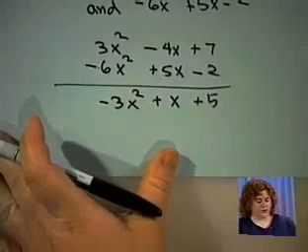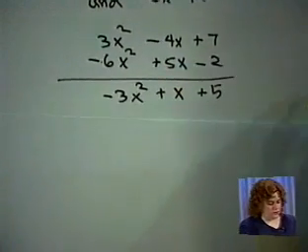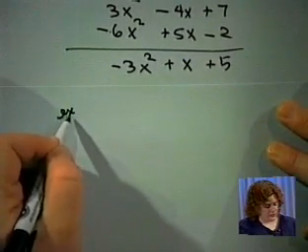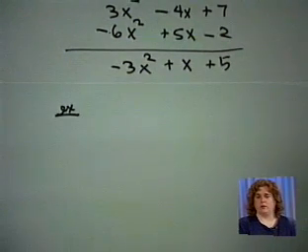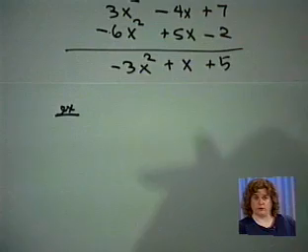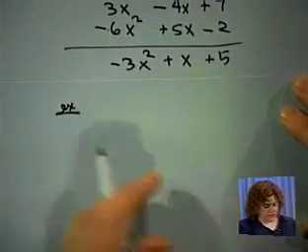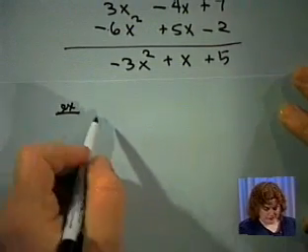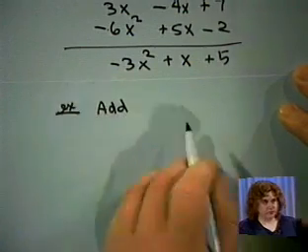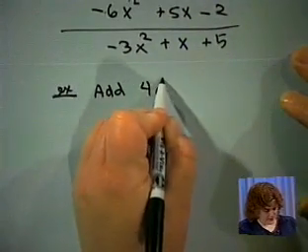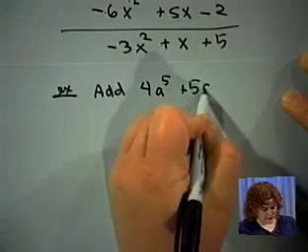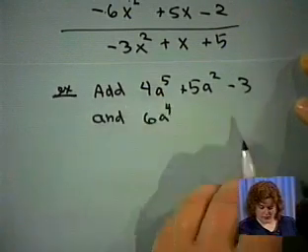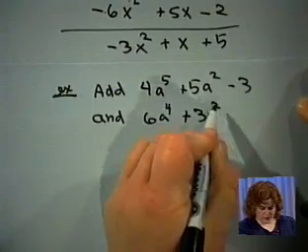Now where you find more utility for this method is if we are working with polynomials that are missing terms, that skip powers. Maybe it goes from a power of 5 to a power of 3, or longer. And so let's look at one where we don't just go down in order through the powers, we skip around a little bit. For instance, add 4a to the 5th power plus 5a squared minus 3 and 6a to the 4th power plus 3a squared minus x.